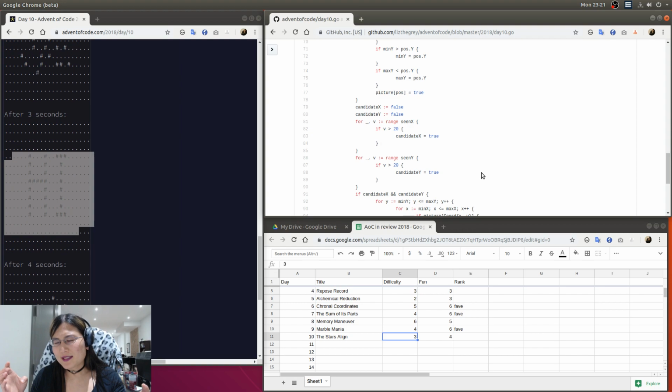In retrospect, that might not have terminated, and it would have been better to use a bounding box. It would have been better to say, you know what? I'm going to maximize or minimize the total area of a bounding box covering all of the stars.